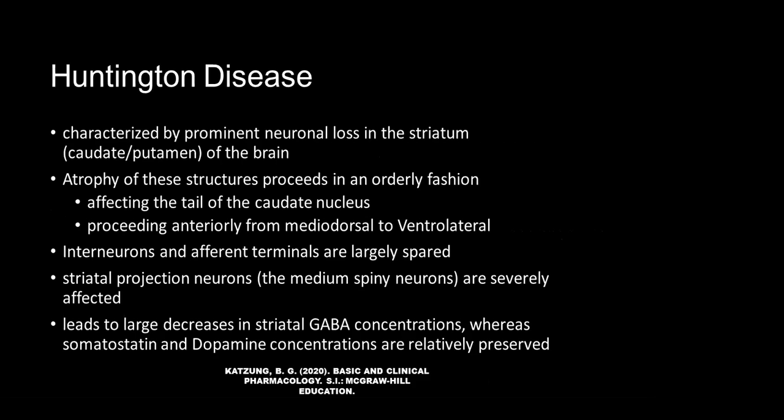Huntington's disease is characterized by prominent neuronal loss in the striatum of the brain. Atrophy of these structures proceeds in an orderly fashion, affecting the tail of the caudate nucleus, proceeding anteriorly from the mediodorsal to ventrolateral. Interneurons and afferent terminals are largely spared. Striatal projection neurons, the medium spiny neurons, are severely affected. This leads to large decreases in striatal GABA concentrations, whereas somatostatin and dopamine concentrations are relatively preserved. Next slide.